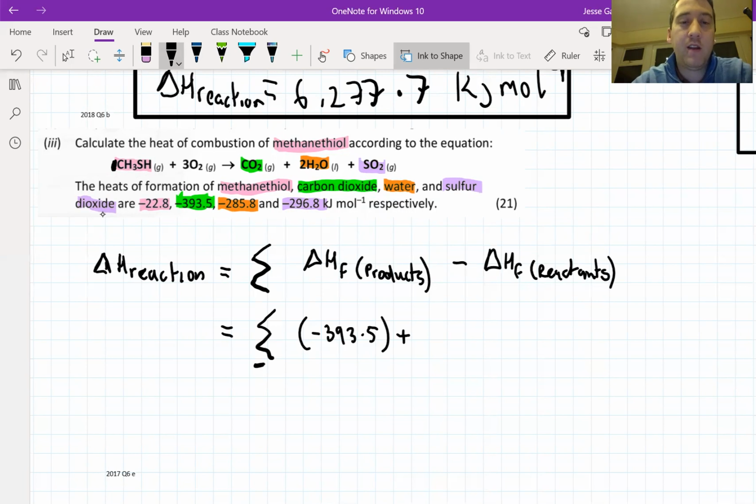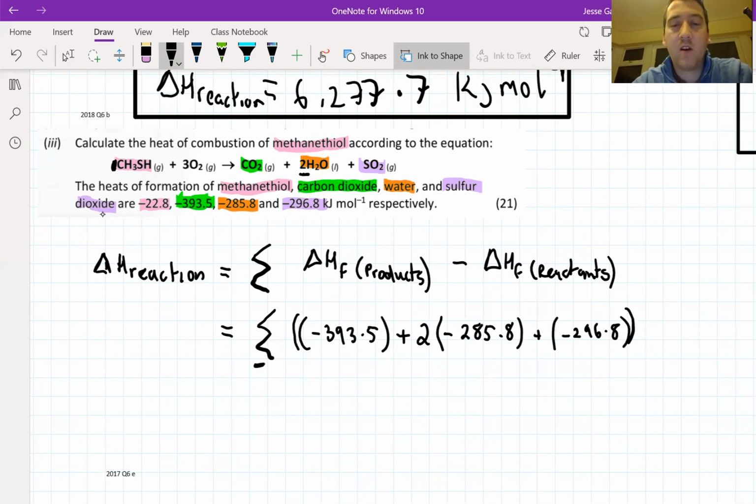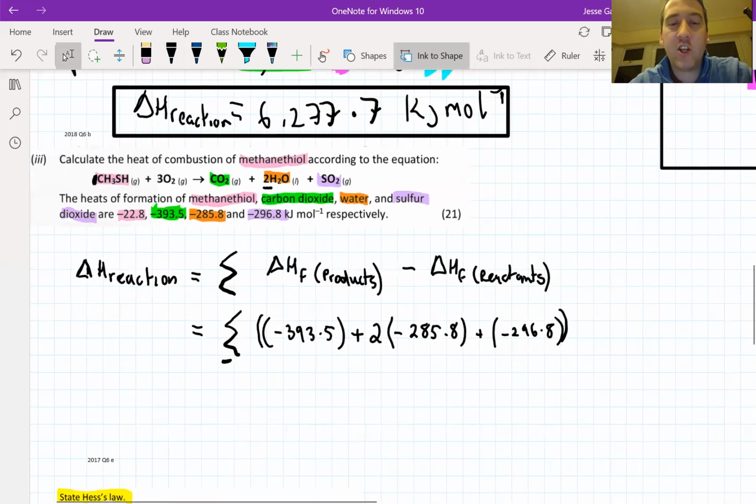I'm hoping that you spotted that the water has a 2 here, which means we have to multiply the delta H by 2. That can catch people out. The water value is minus 285.8. And the great thing about the color coding is this is really easy to see now. I'm adding to it, and I'm hoping you remembered to add in the delta H of formation of the SO2, because that's also a product. That is minus 296.8. We're going to sum all of that up, so I'm going to put extra brackets around the edge to make sure it's all done in one sum. And that is the delta H of formation of the products.